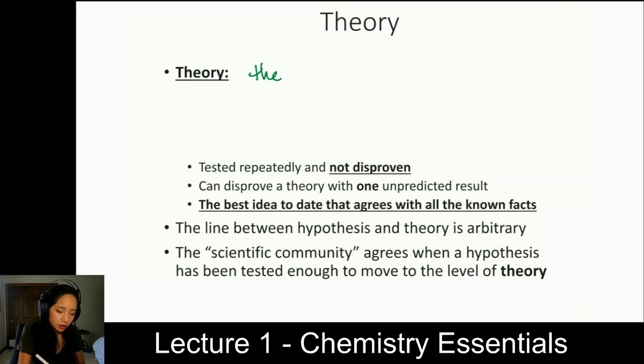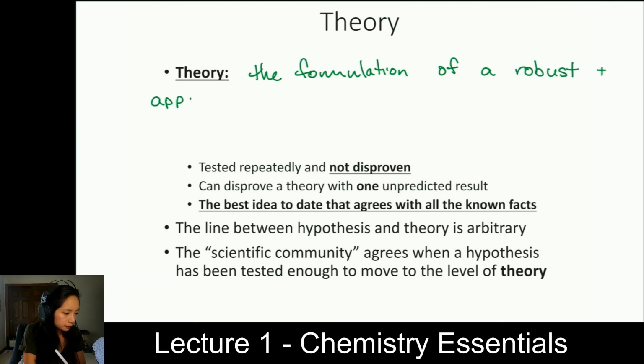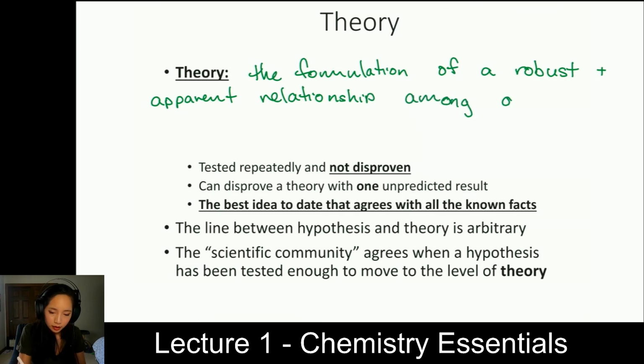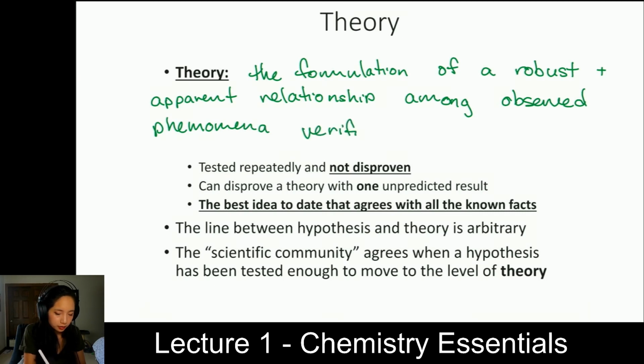So the definition of a theory is the formulation of a robust and apparent relationship among observed phenomena verified by multiple or many experiments.